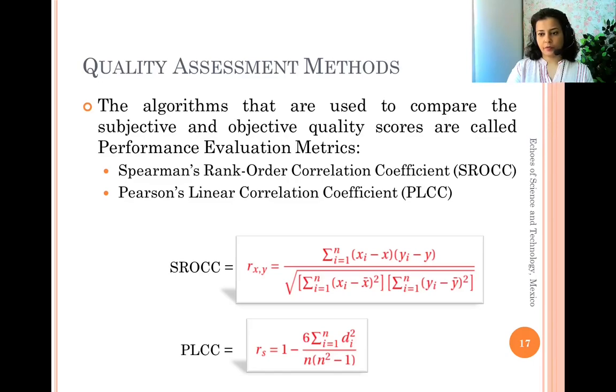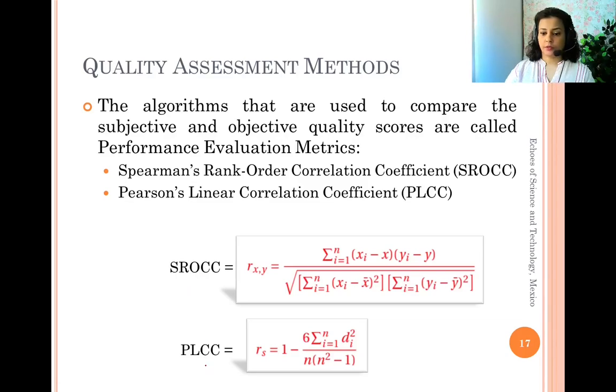And to evaluate the performance of quality assessment methods, as I told you before, there are some algorithms that we use. These algorithms are called performance evaluation metrics. Spearman's rank order correlation coefficient and Pearson's linear correlation coefficient are two of the performance evaluation metrics that are most common and widely used. SROCC evaluates the performance between two variables by analyzing the monotonic relationship, while PLCC evaluates the performance by analyzing the linear relationship.